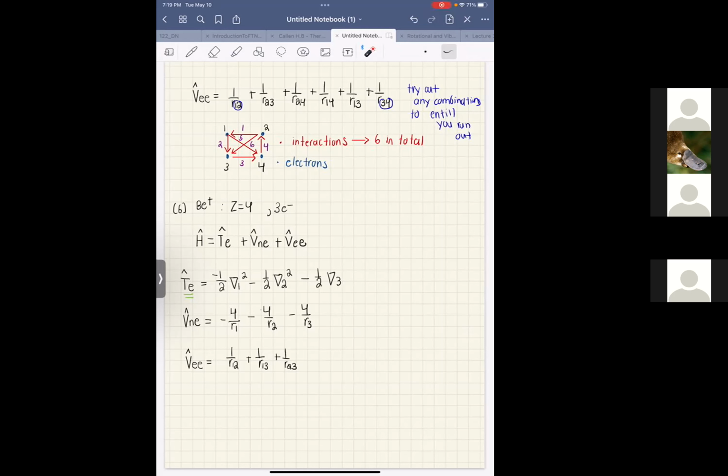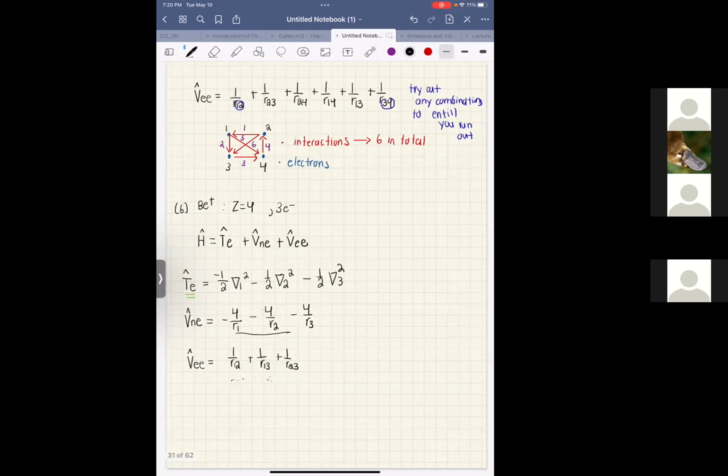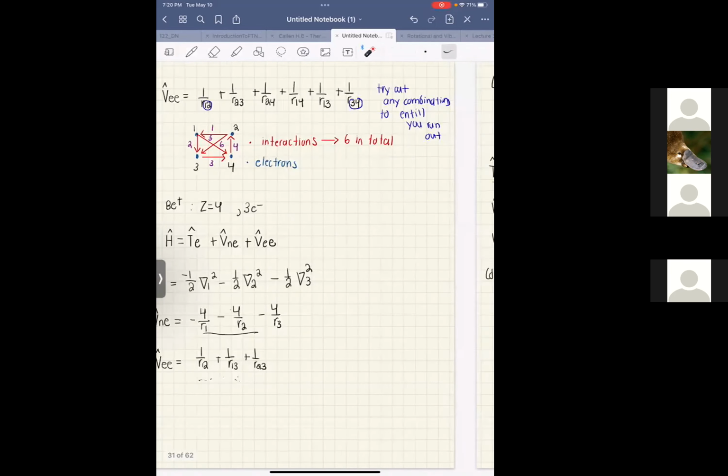Okay, so for the next part, it's asking you to do the same thing, but this time it's beryllium plus, which means it has 3 electrons because it has one less electron. So it's the kinetic energy of 3 electrons. It's basically the same thing, but without the 4th term. I keep forgetting to put the square here. And the same thing for the attraction, but without the 4th term. And then for electron-electron repulsion, we just have different combinations, and we're going to have 3 terms here. So for 3 electrons, you're going to have 3 interactions. Now, does anyone have any questions about that?